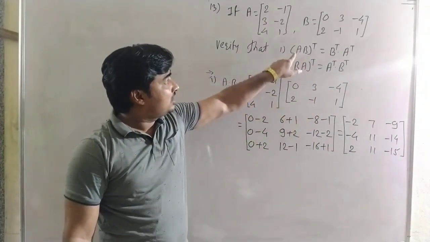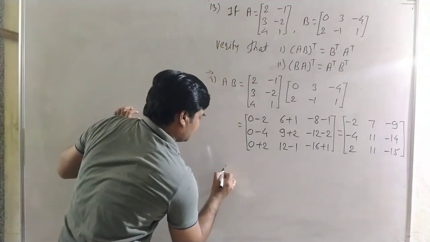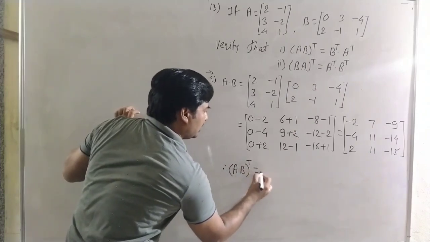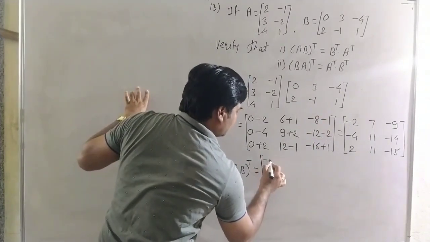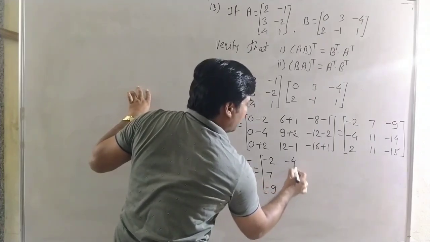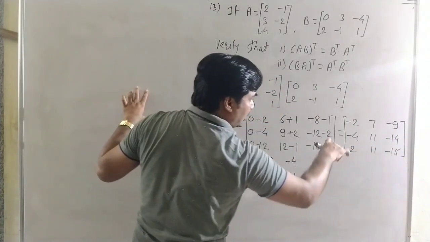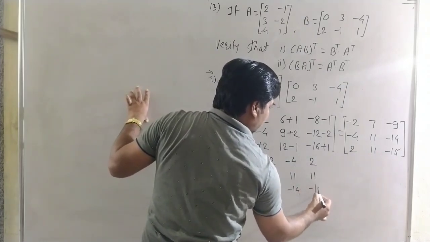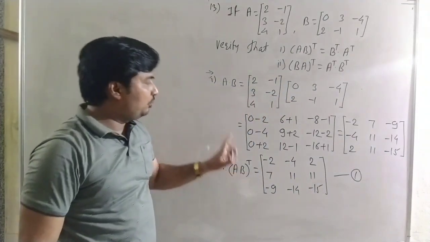But the LHS is (A into B) transpose. Therefore (A into B) transpose is equal to the transpose: minus 2, 7, minus 9, minus 4, 11, minus 14, the second row becomes the second column, and now the third row, 2, 11, and minus 15. It is equation number 1, the LHS, (A into B) transpose.